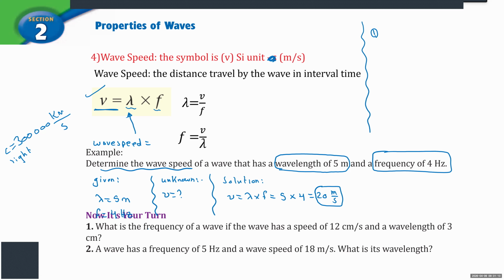What is the frequency? Frequency is unknown, of a wave if the wave has speed of 12 centimeter per second. The wave speed is 12 centimeter per second and wavelength lambda equal to 3 centimeter.